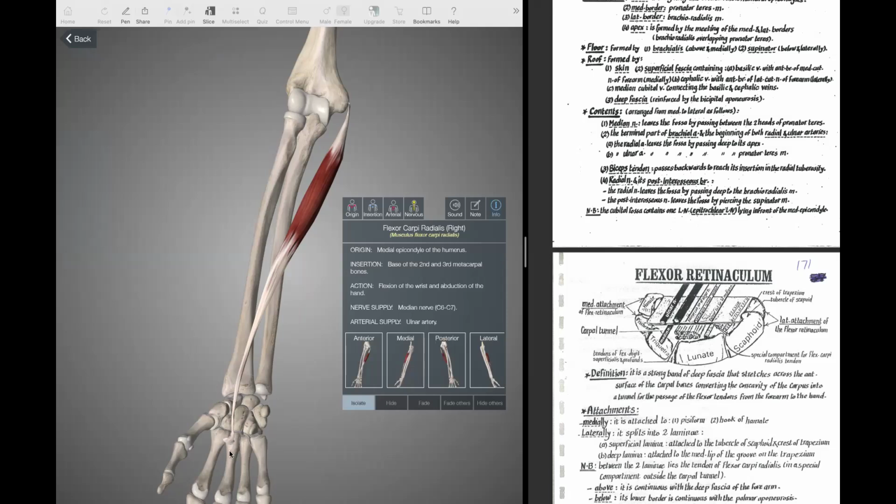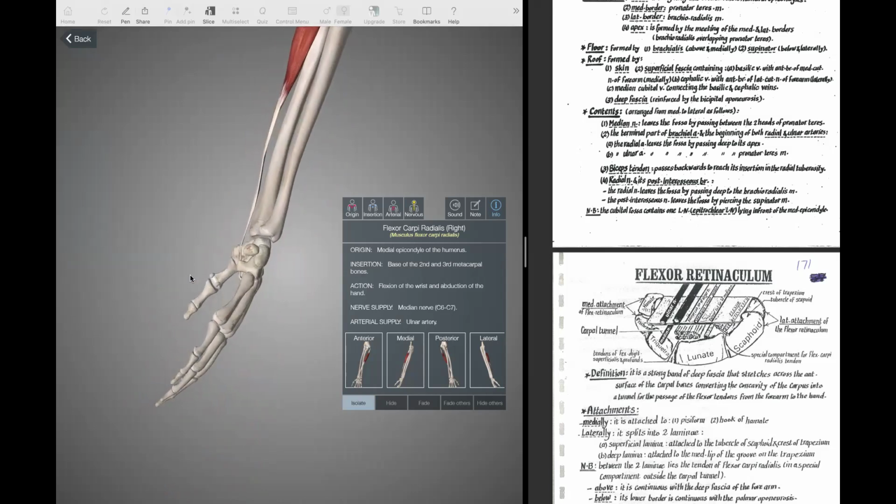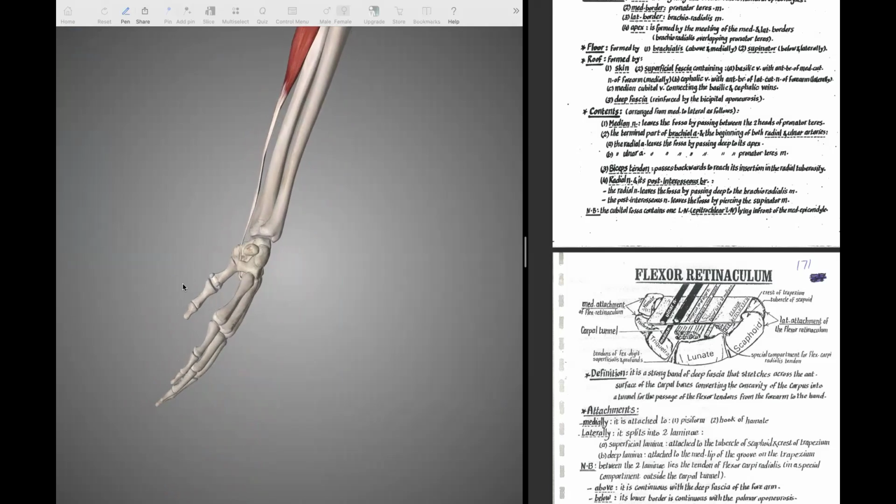Insertion, look. Base, look. Base of second and third metacarpal. Base of second, third. Base, second, third, meta. That's what you write. Base, second, third, meta. Action. Flexion of wrist. Flexion of wrist. Flexion of wrist.